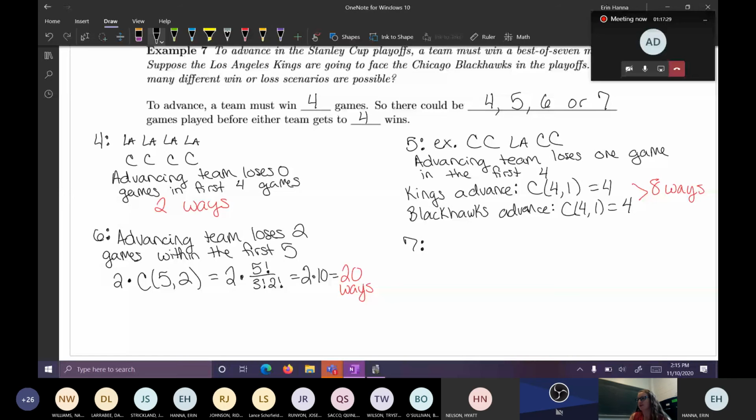And then very similarly with the 7 games, again, they can't lose the last one because then they would have won 6 games and it would have been a 6-game situation. So they essentially have to lose 3 games within the first 6. So the advancing team loses 3 games within the first 6 games.